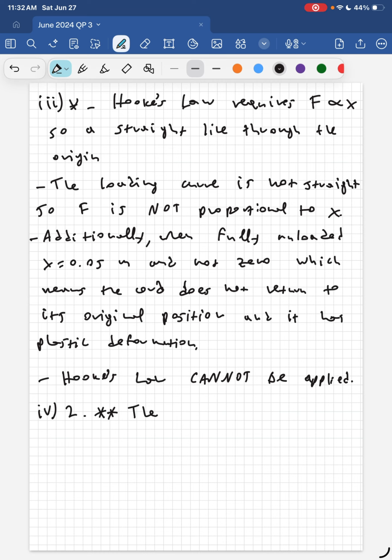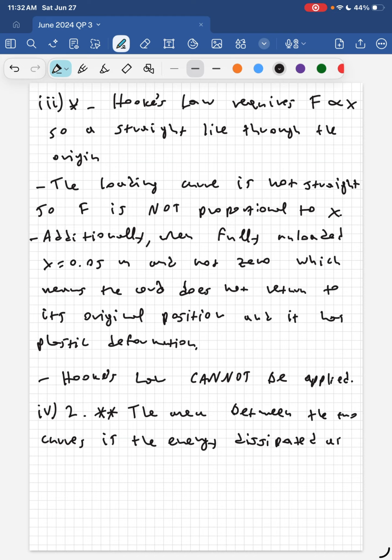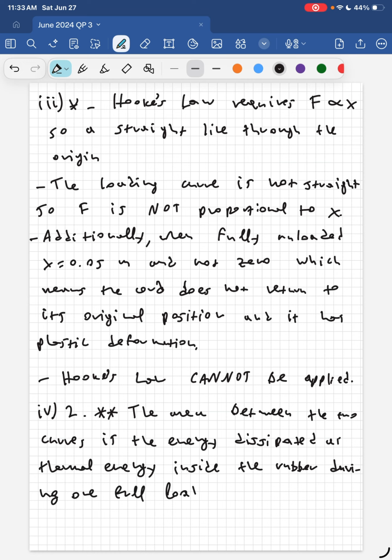So the area between the two curves is the energy dissipated as thermal energy inside the rubber during one full loading unloading session, or maybe cycle is better.